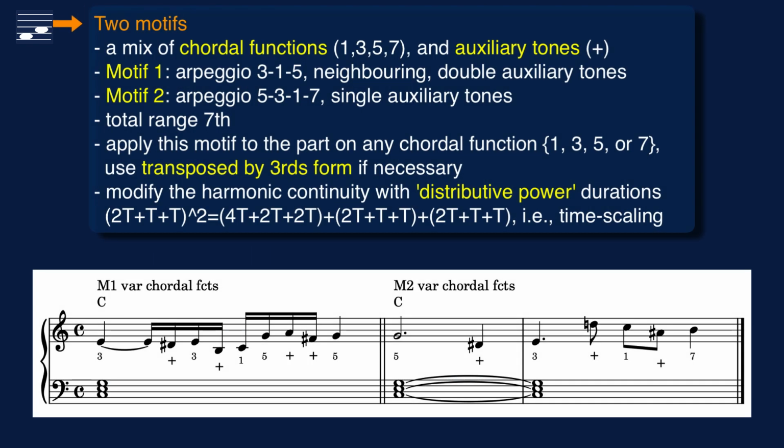Also different is the use of two motifs with different character. Motif 1 uses 3 chordal functions, an embellished 3-1-5 arpeggio with 16th note rhythm, while the other uses longer duration values and uses 4 chordal functions. Both have a total compass of a 7th interval. We'll apply both motifs in various transposed forms.